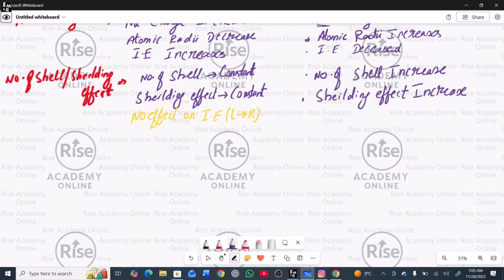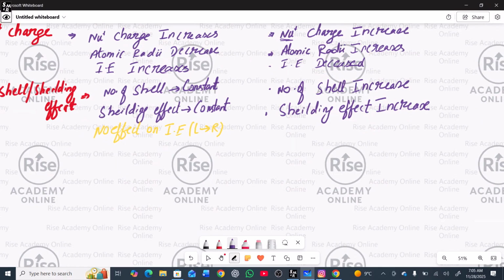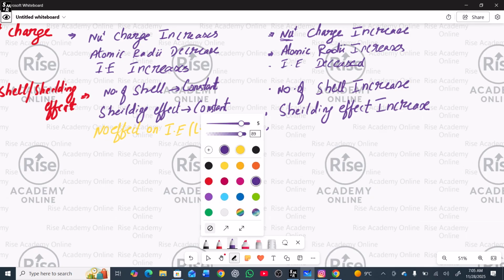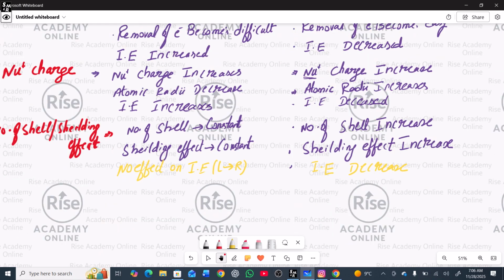So in moving from top to bottom in a group, atomic radii increase, as you have previously discussed. The main reason for the increase of atomic radii is the increase of number of shells and increase of shielding effect. And whenever there is an increase of atomic radii, the ionization energy always decreases. So in moving from top to bottom in a group, the effect of this factor is that ionization energy decreases.